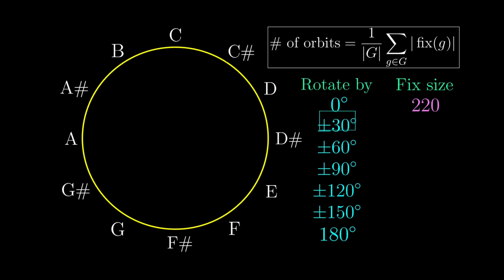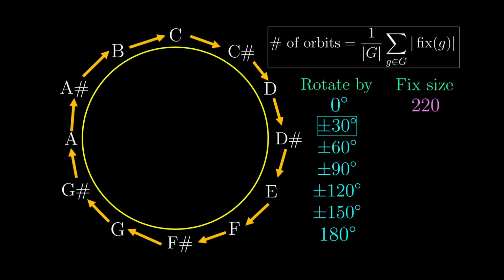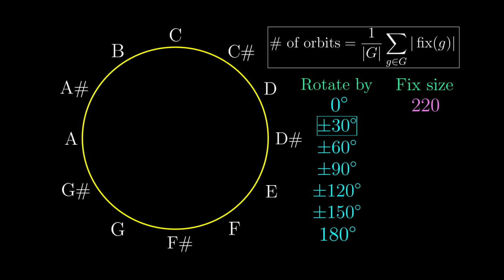What about the fixed size of the 30-degree rotation, clockwise or counterclockwise? C is transformed to C sharp, so if C is chosen, C sharp must also be chosen. But C sharp goes to D, so then D must also be chosen, and so on and so forth. So either every tone is chosen, or nothing is chosen. Since we are aiming for trichords only, the fixed size is 0 because no trichords get fixed in this symmetry.